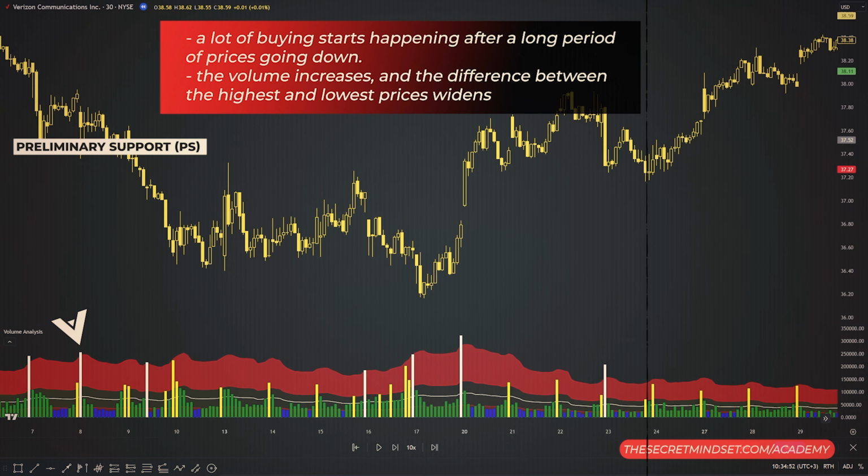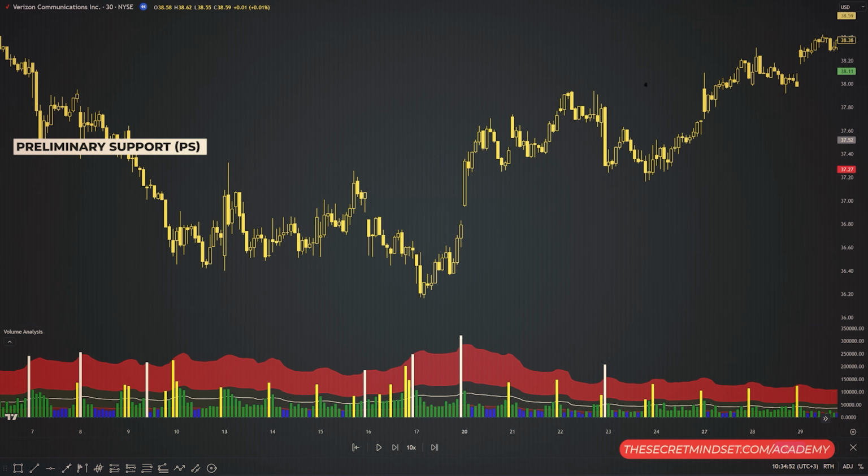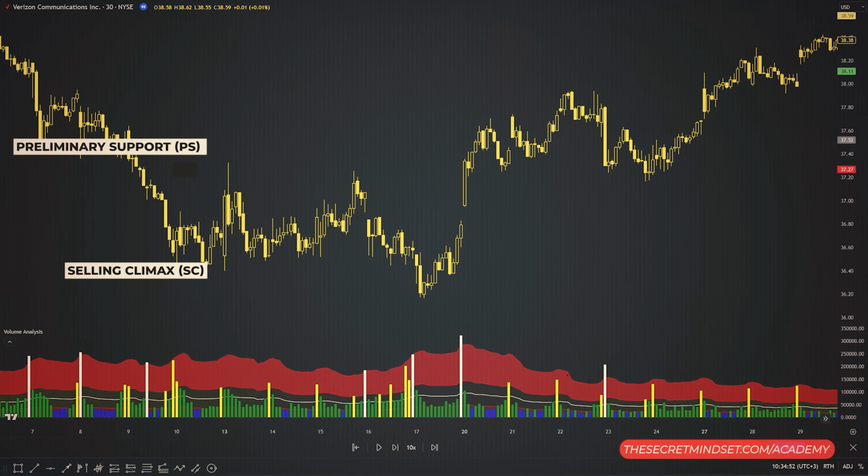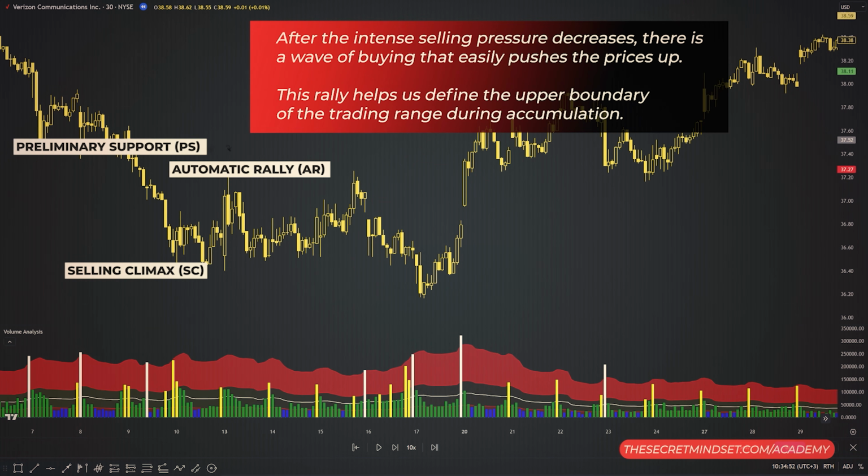The volume increases, and the difference between the highest and the lowest prices widens. Then we have the selling climax. This is the point where the selling pressure reaches its peak, and the difference between the highest and the lowest prices widens even more. Retail traders continue to sell, but smart money starts buying at or near the bottom. Then we have the automatic rally. After the intense selling pressure decreases, there is a wave of buying that easily pushes the prices up. This rally helps us define the upper boundary of the trading range during the accumulation.